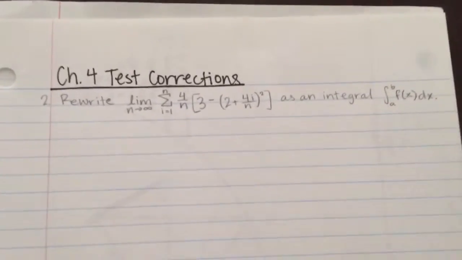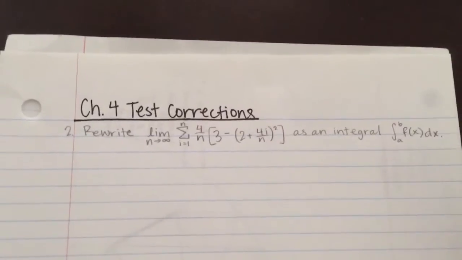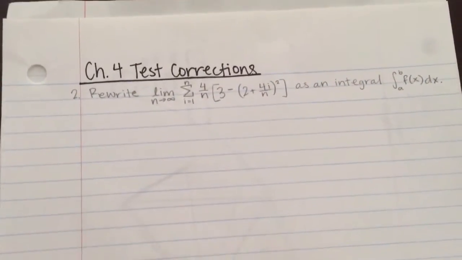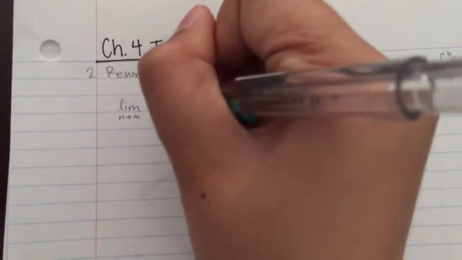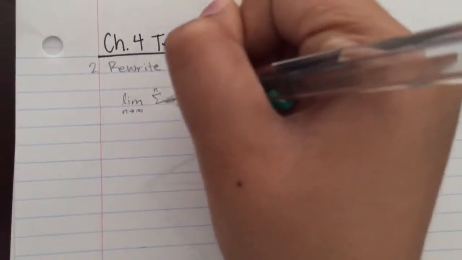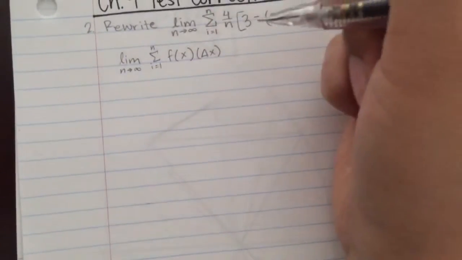For the first problem, we have to rewrite this equation as an integral. For these types of problems, you're going to use this equation: the limit as n approaches infinity of the sum from i equals 1 to n of f of x times the change of x.